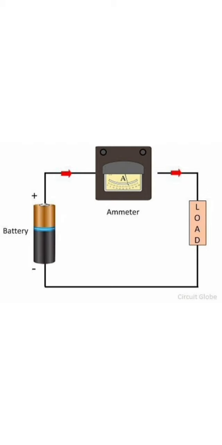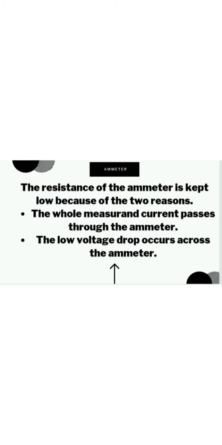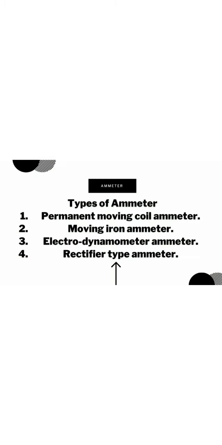And the ammeter has a low resistance so that a small voltage drop occurs in the circuit. The resistance of the ammeter is kept low for two reasons. The first reason is that the whole measurement current passes through the ammeter, and the second is that a low voltage drop occurs across the ammeter.